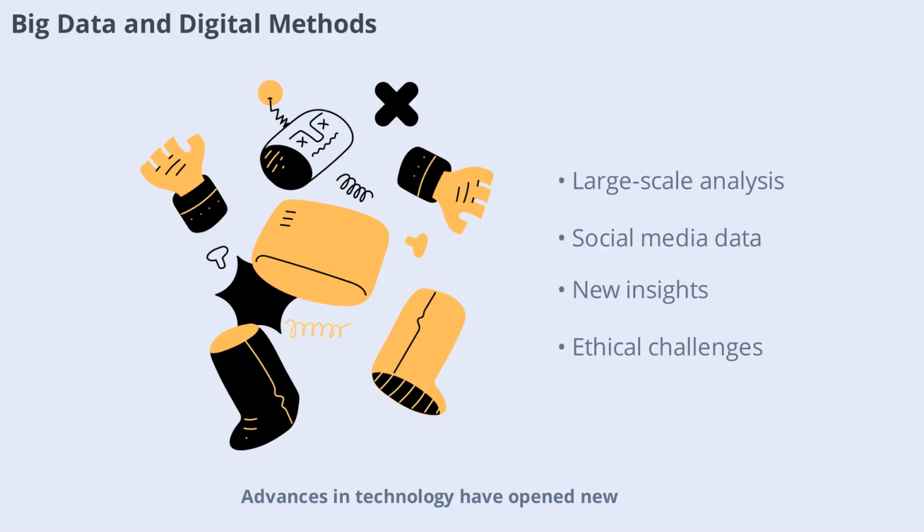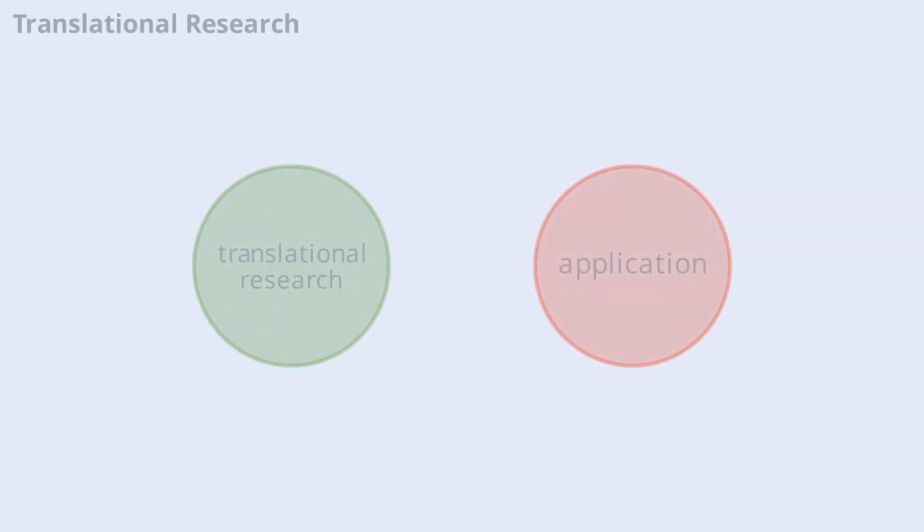Advances in technology have opened new avenues for research in abnormal psychology. Big data and digital methods, such as analyzing social media or electronic health records, allow researchers to study mental health on a large scale. These approaches can reveal trends and patterns that were previously inaccessible, but they also raise new ethical and methodological challenges.